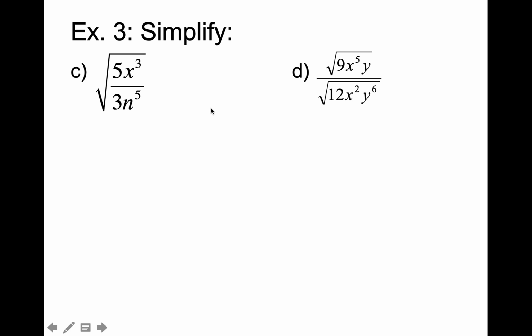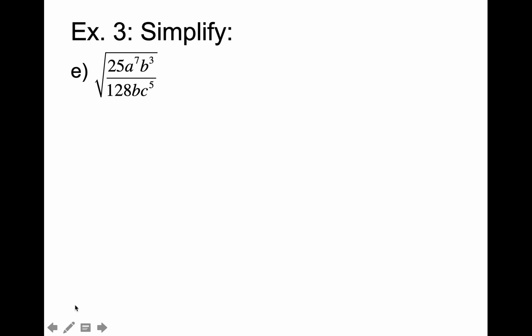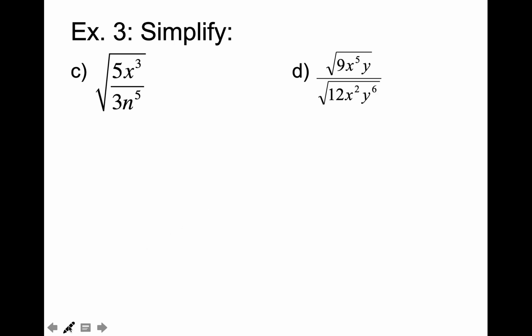Okay, 2 left. Radical 5x cubed over 3n to the 5th. First step, can I reduce this fraction at all right here? I can't. My next step is I want to make 3n to the 5th a perfect square. To do that, 3 isn't a perfect square, but I can make it a perfect square by multiplying by 3. N to the 5th isn't a perfect square, but I can make it a perfect square by multiplying by n.